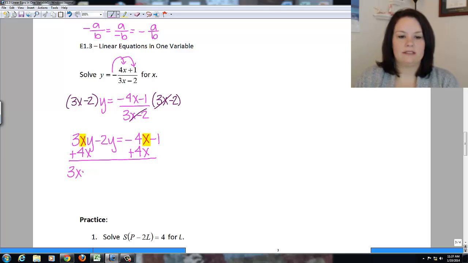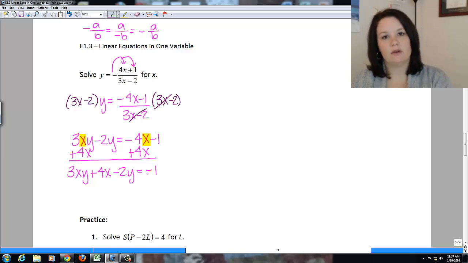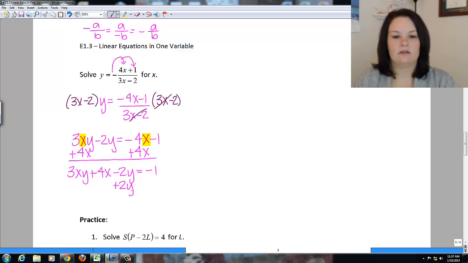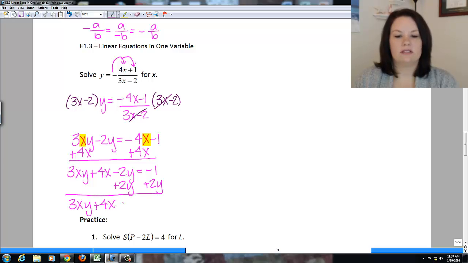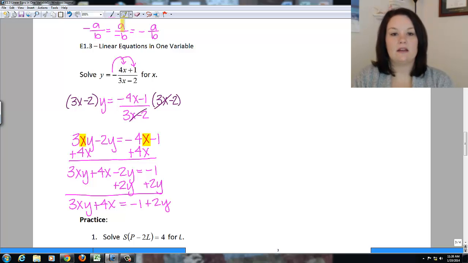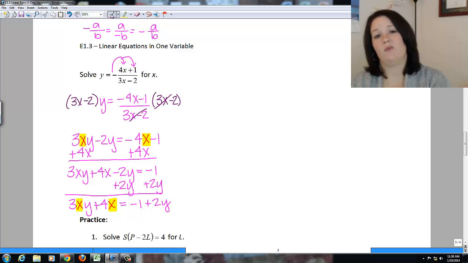And with that being said, I'm going to go ahead and get rid of my 2y because it does not have an x, so I'm going to move it to the other side by adding. So I'm going to add 2y. So what I have now is 3xy plus 4x is equal to negative 1 plus 2y. Again, we're looking to solve for x. And right now, I can't just combine these two x terms because one has a y and one doesn't.